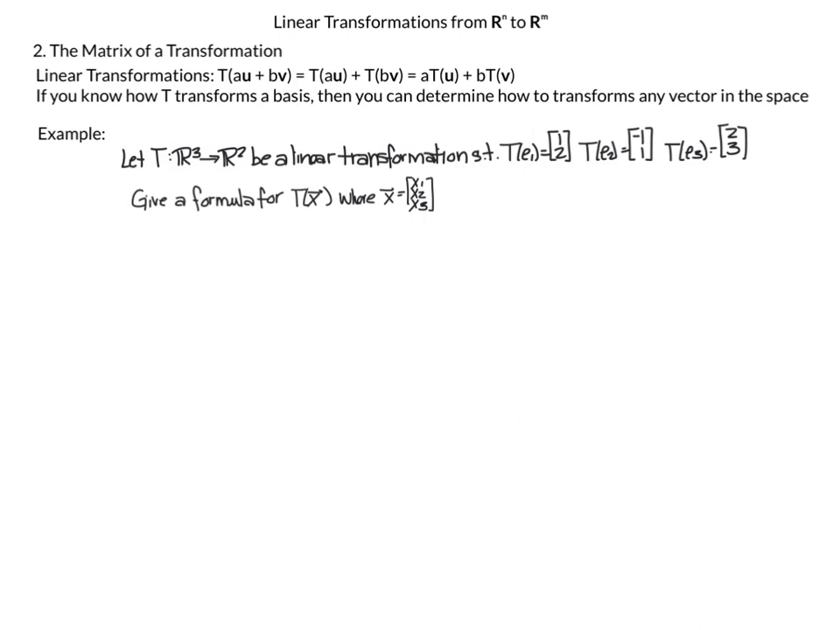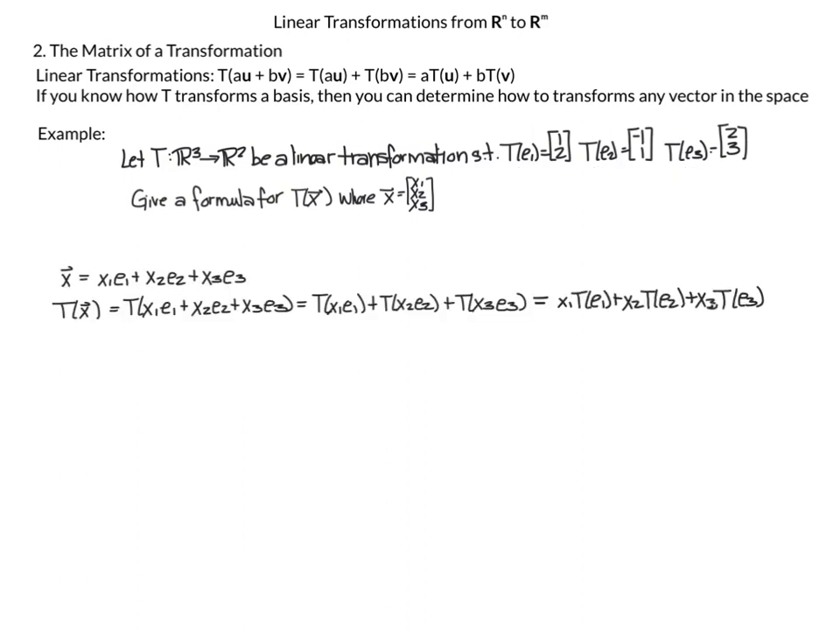Now we have a transformation going from R3, that is an x1, x2, x3 coordinate like this, to R2. And we know that the transformation on E1, and remember E is kind of our standard basis. So for R3, E1 is equal to 1, 0, 0, E2 is 0, 1, 0, and E3 is 0, 0, 1. And we know how this transformation transforms each of our standard basis vectors. We want to give a formula or a matrix for T now.